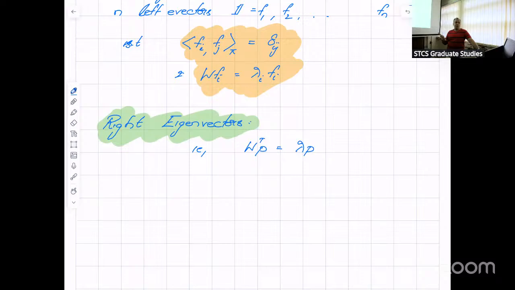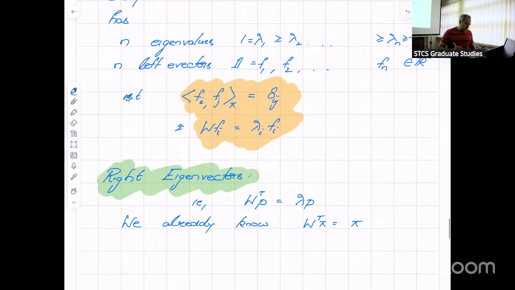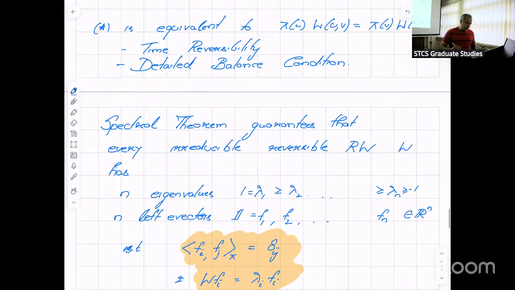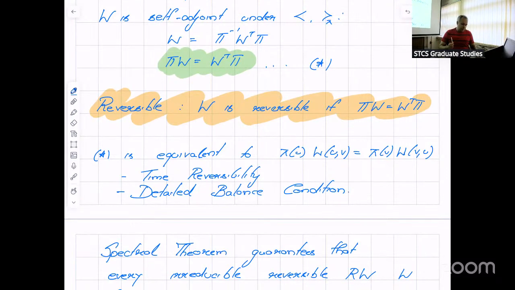We know one of them already. For example, we already know W transpose pi equals pi. So that's an eigenvector with eigenvalue 1. It's a right eigenvector with eigenvalue 1. But notice we know something about W transpose. Reversibility guaranteed to us W transpose is exactly that quantity.